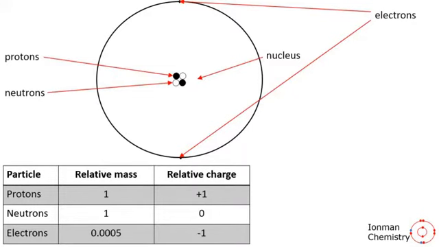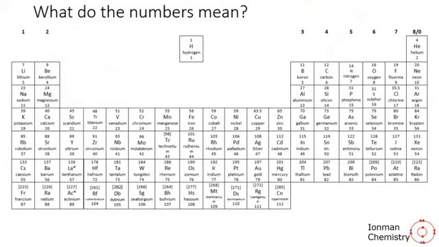So let's have a look at an atom, which we've looked at before, just to remind ourselves what the parts of an atom are. So atoms have a nucleus in the middle that contains protons and neutrons, and they also have electrons going around the nucleus. Protons and neutrons both have a mass of 1. Electrons don't really have any mass at all. Protons have a positive charge, electrons a negative charge, and neutrons no charge. Now that's important when it comes to understanding what these numbers mean.